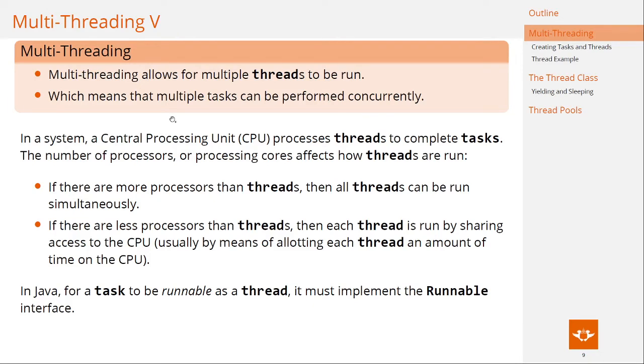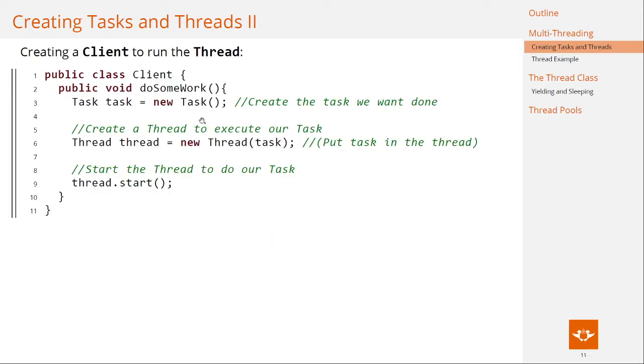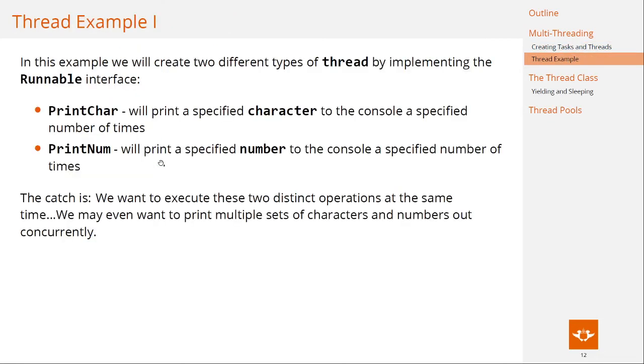Now, in Java, in order for you to have a task that can be run on a thread, it must implement the Runnable interface. Runnable provides us with the run method where we put all the logic that we want to execute. In order for us to then utilize that task that we created, we need to create a thread, load the task onto the thread, and then start it. This means the thread that is going to run the task can now be scheduled to run on the CPU.